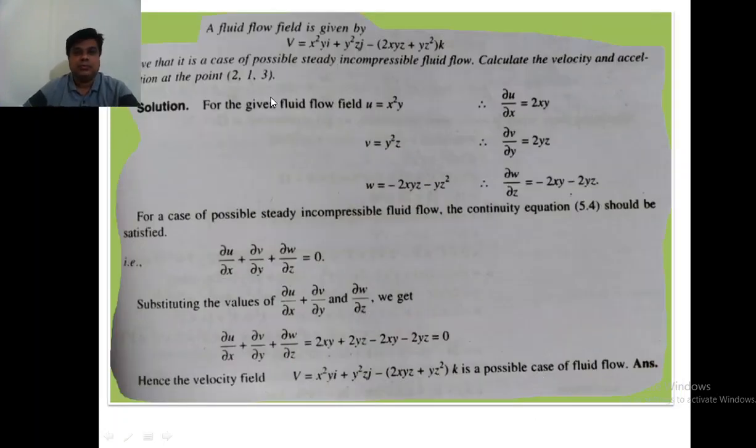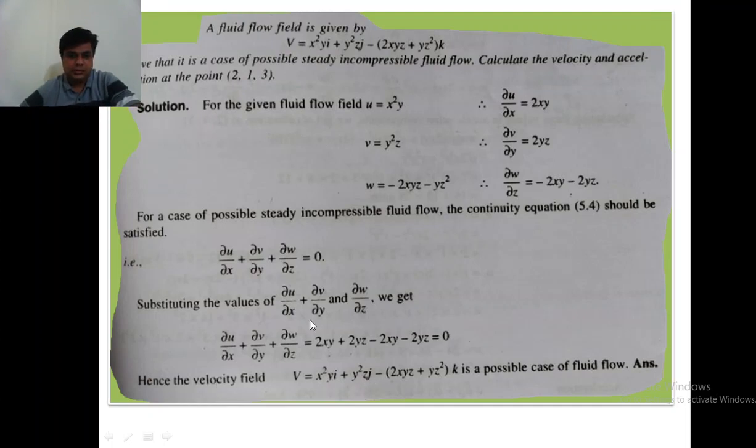Similarly, we have one more problem here. So you can solve this. The flow field is given, the velocity vector is given, and you have to prove that it is a case of possible steady incompressible fluid flow, and you have to calculate the velocity and acceleration at this point. So you can do this, no problem.